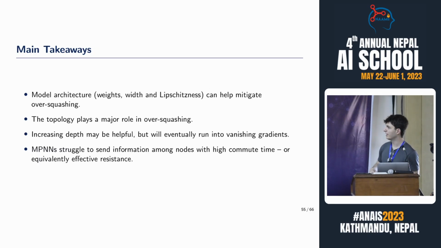So these are the takeaways. The model architecture, the topology, the depth: these are all related to over-squashing, as we've shown. And commute time, these spectral quantities also. In our paper we have theorems that show this, but commute time is also a very important quantity.